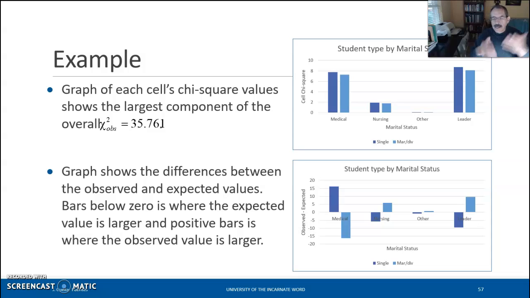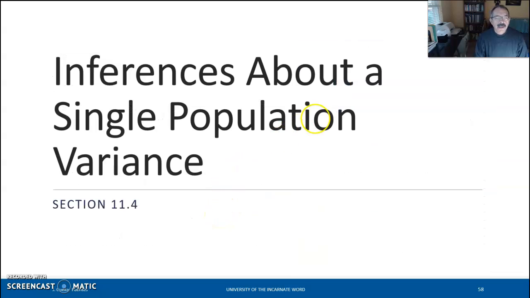All right, I will stop here, and in the next recording, we'll talk about the inference about a single population variance.